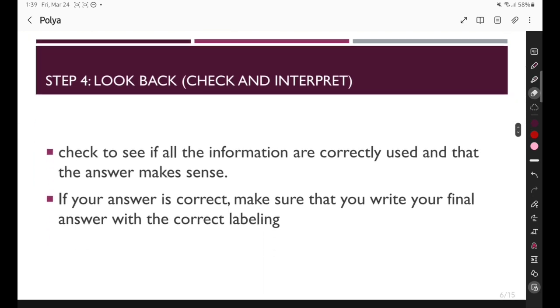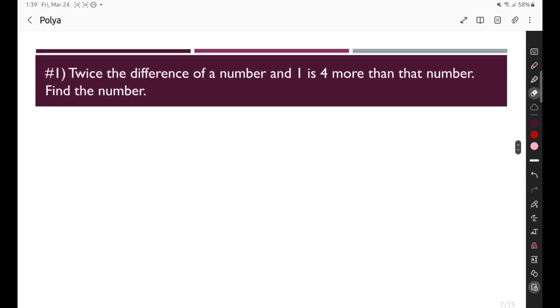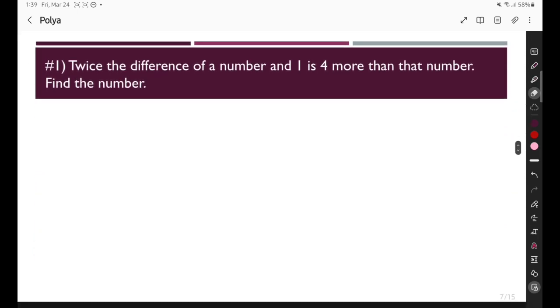And then the fourth step is where you look back. This is where you check and interpret. All you have to do is check your solution if correct siya sa atong original nga equation. And then after that, you make your final answer. Okay, so let's start with our first example.